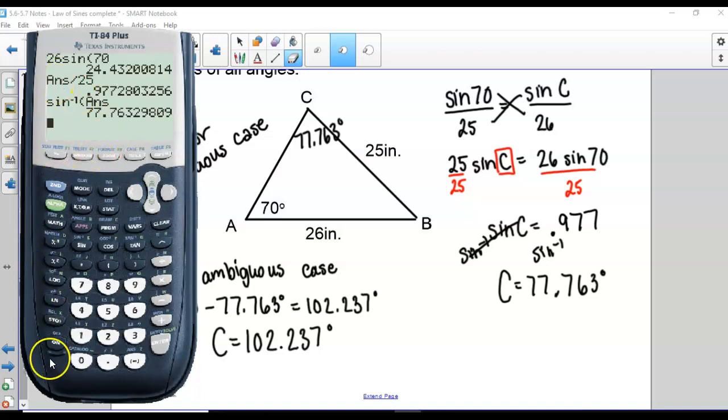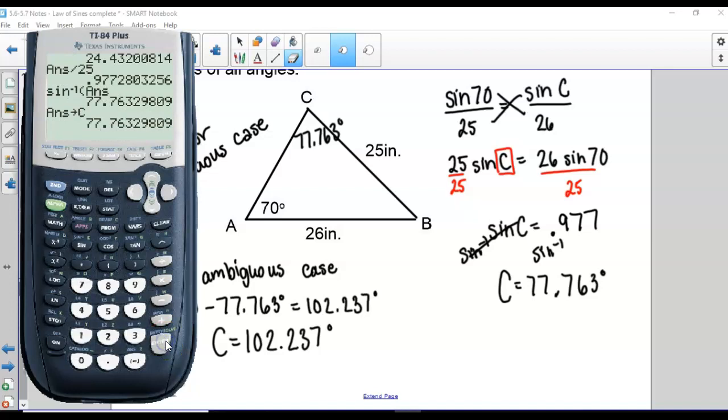To store a value, you have the value that you need right here. The store key is right above the on button. I'm going to call it C since that's the side, so it helps me remember. You could name it anything. So now anytime you type C, you're actually typing 77.76329809. So it's good to avoid rounding there. Plus it's easier to type here.